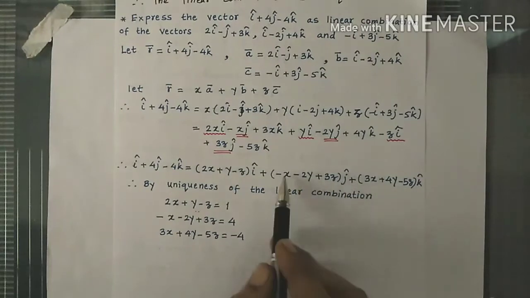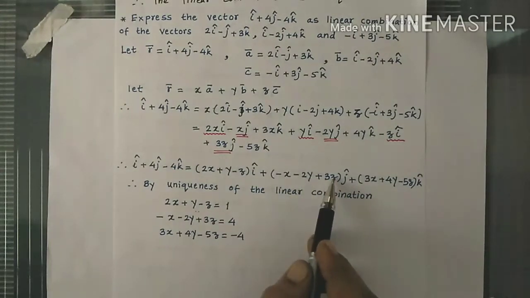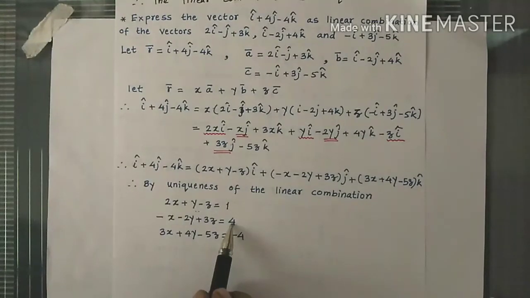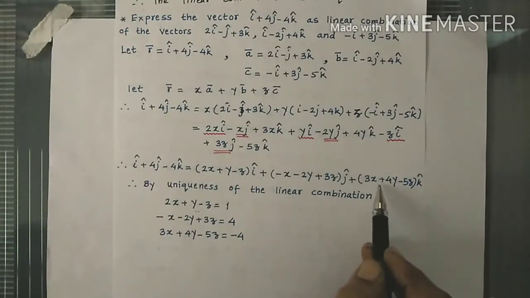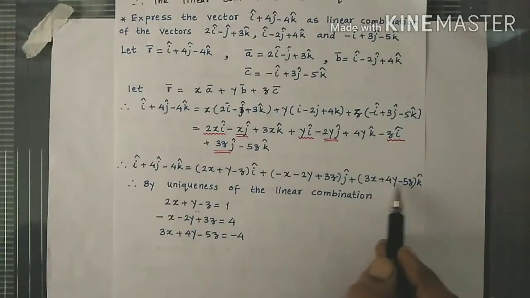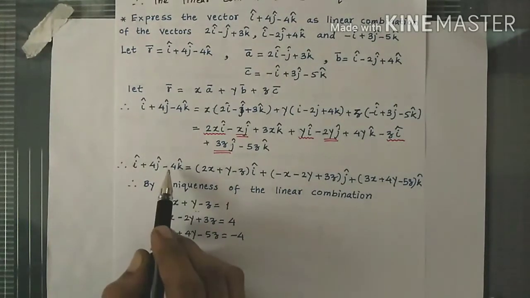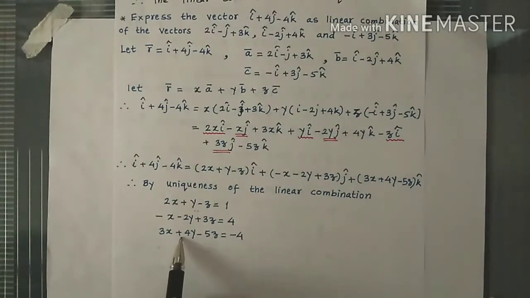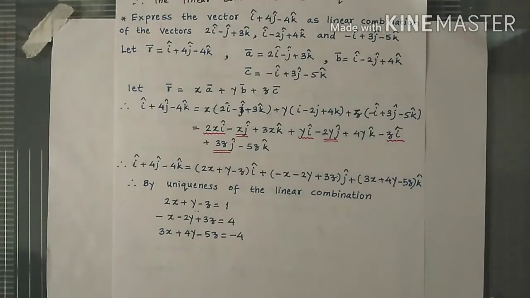Similarly, the coefficient of j is minus x minus 2y plus 3z. On the left hand side it is 4. So equate this to 4, and the coefficient of k is 3x plus 4y minus 5z. Here it is minus 4. So equating the coefficients of i, then the coefficients of j and the coefficients of k, now we have three equations in terms of x, y and z. So solving these equations, we can find the values of x, y and z.